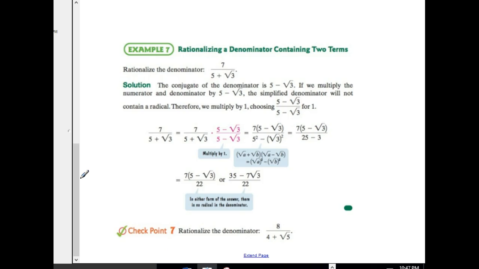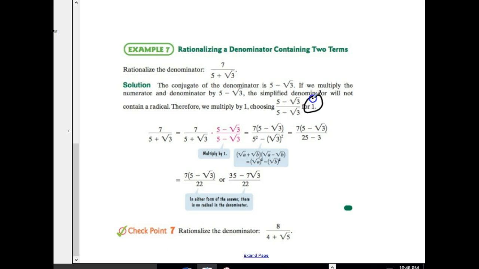5 plus square root of 3, you would multiply by 5 minus the square root of 3, because when you multiply those together, you're going to be able to eliminate the radical in the denominator. Now, by multiplying 5 minus square root of 3 on top and bottom, you're really just multiplying by 1. So you're not changing the value of the problem, just the way it looks.